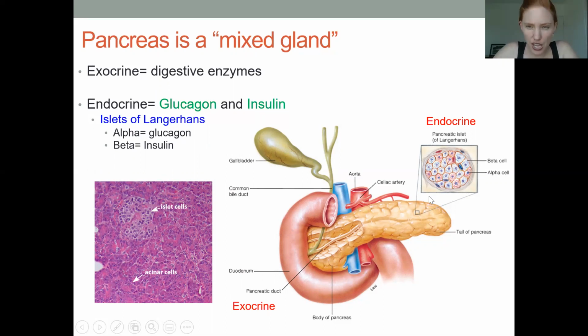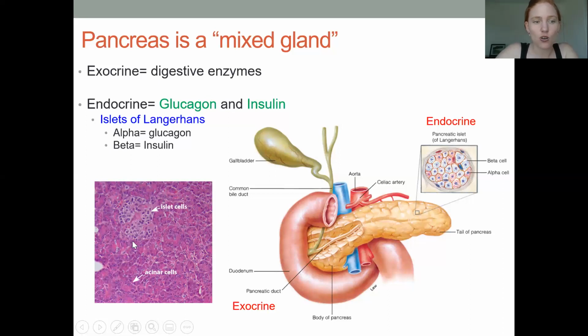Okay, so if you're looking at the tissue in the microscope, this is what it would look like. These are called the islets of Langerhans, sometimes just islets. If you want to say it like that, that's fine with me. And all of these cells surrounding the outside here are called acinar cells. Those acinar cells secrete and make the pancreatic juice. So those would be the exocrine function.